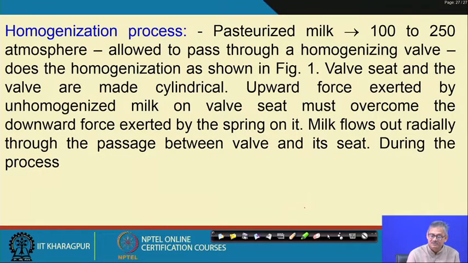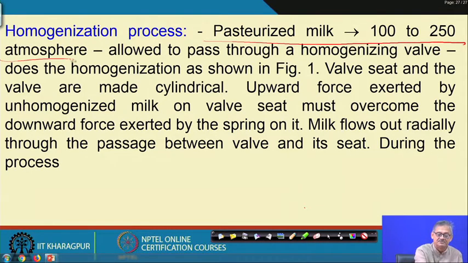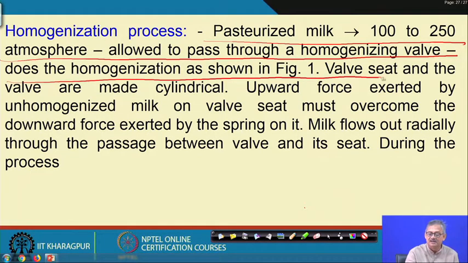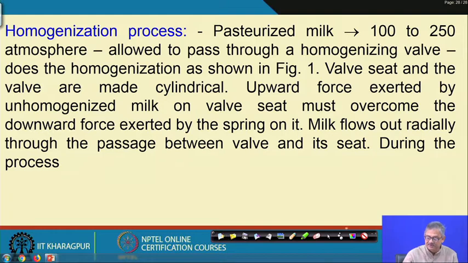So, while doing homogenization, what does it do? Pasteurized milk at around 100 to 125 atmospheres is allowed to pass through a homogenizing valve, right. This homogenizing valve does the homogenization, as given in the next figure. We will show the figure. Let us go back to that figure, which will be easier to understand.